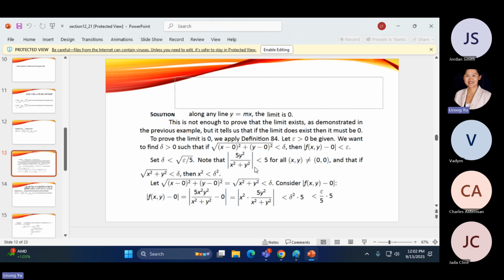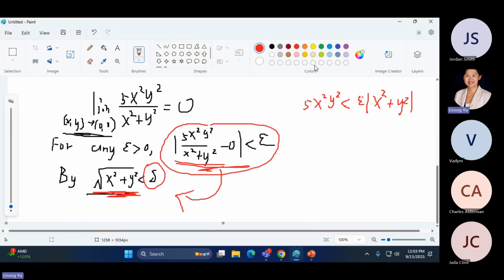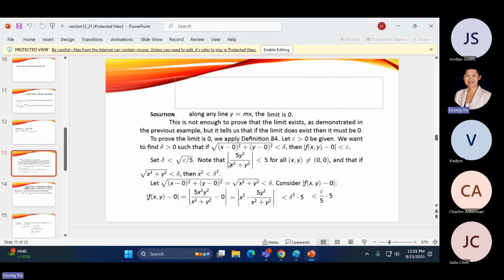I feel like we should skip the proof part. Logically, there are different ways to prove the same limit. When you try to prove the epsilon-delta definition, you have to set your own setup. The textbook chooses a special setup that says 5y squared over x squared plus y squared is less than 5 whenever x squared plus y squared is really small, and you can make that happen. That's one proof that makes the limit work. So you have to set some individual setup to make the final thing happen.